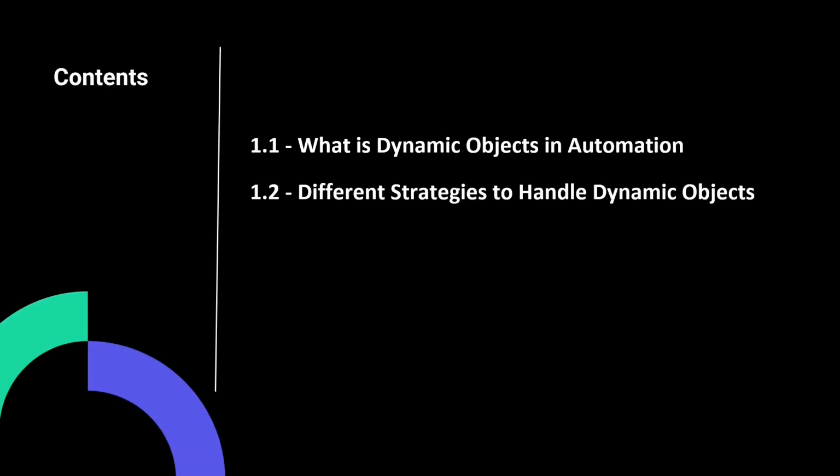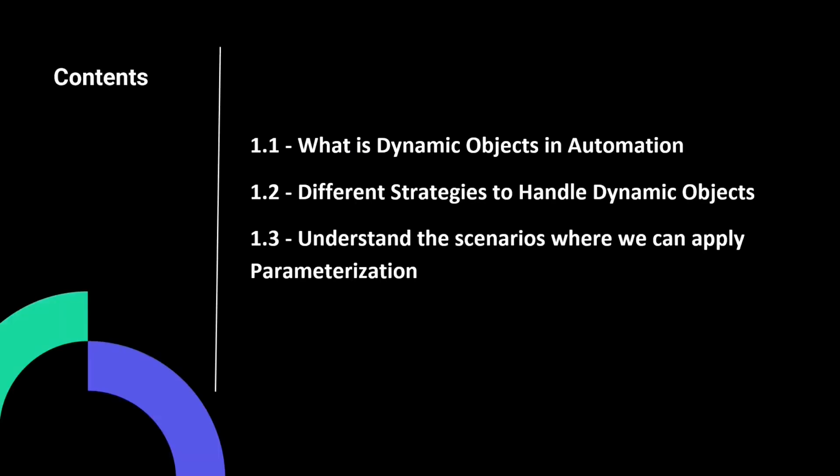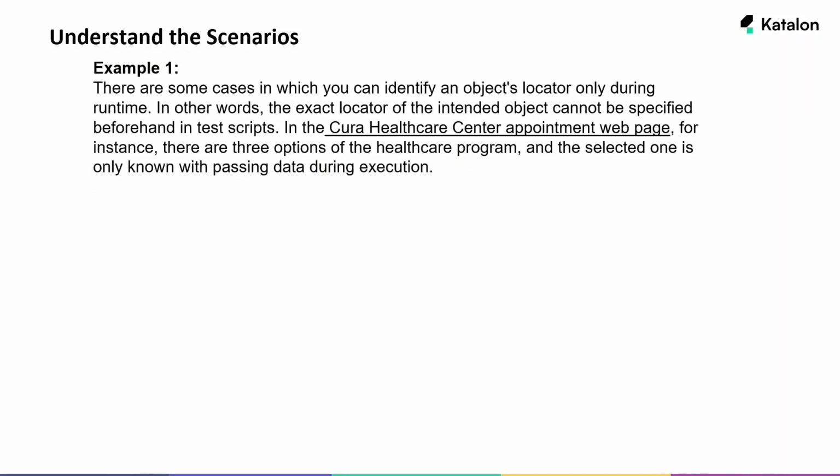As part of section 3 in chapter 1, let us first understand the different scenarios where we can apply parameterization. First example, okay, so there are some cases in which you can identify an object's locator only during runtime. So in other words, the exact locator of the intended object cannot be specified beforehand in test scripts.